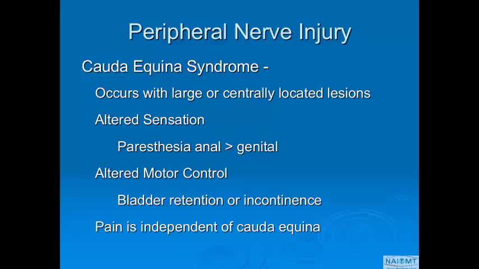The bladder is the most sensitive and can present with either retention or incontinence. Since bladder control is a complicated neurologic phenomenon involving sympathetic and voluntary control, along with complex sensory integration, it's difficult to predict. However, bladder retention is more common. Pain is independent of cauda equina syndrome. However, they often coexist, especially in large disc lesions, where there's a great deal of inflammation.